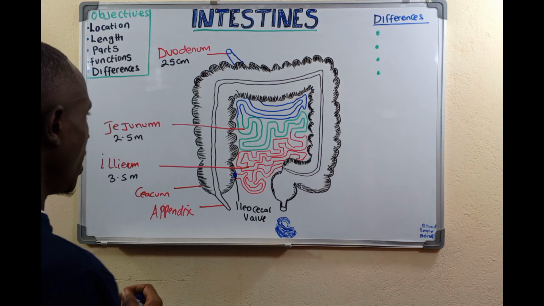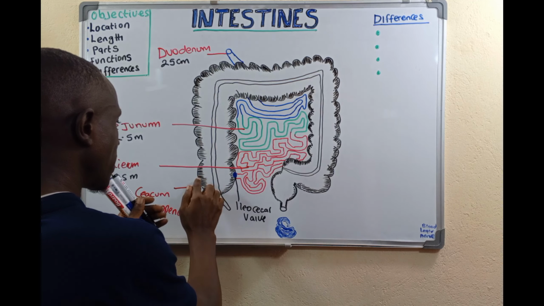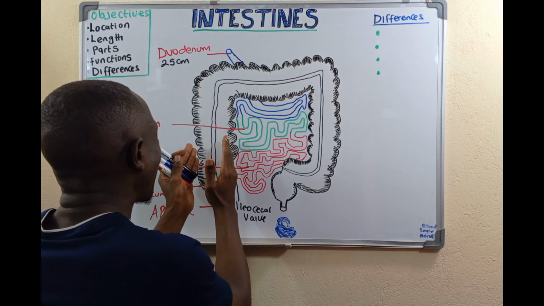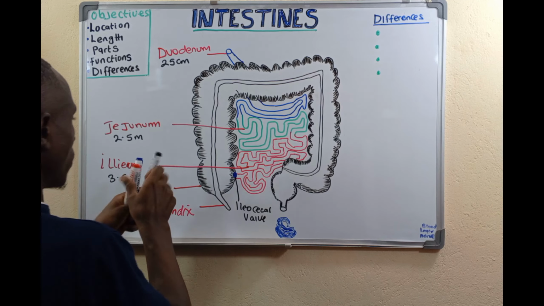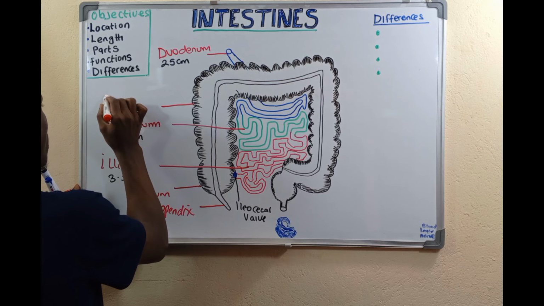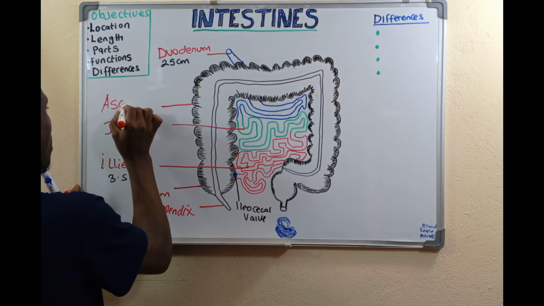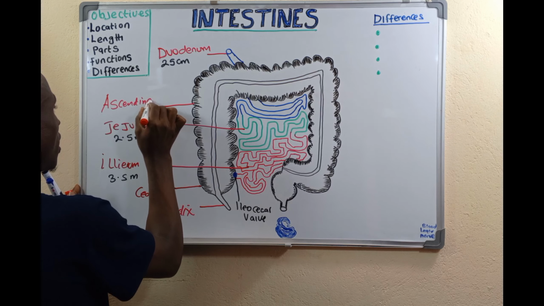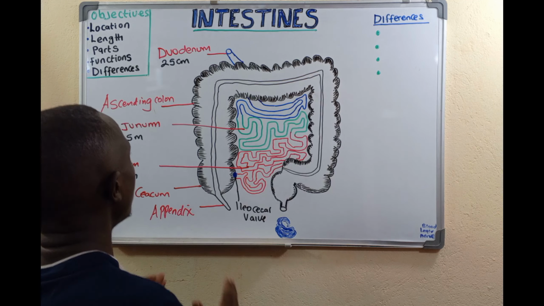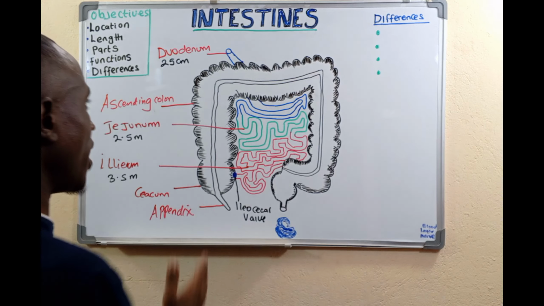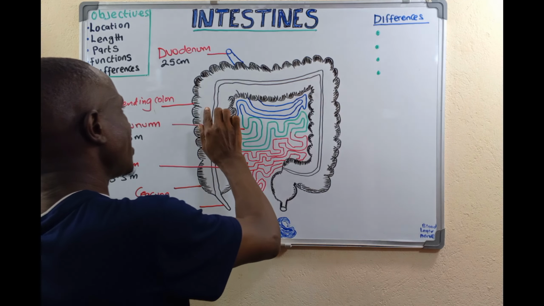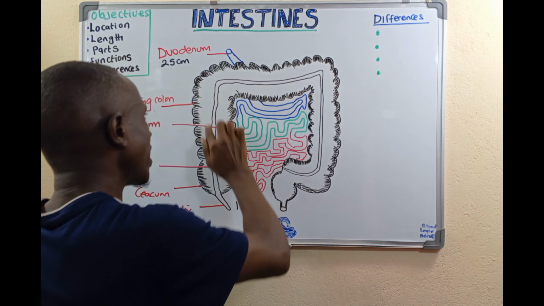Now, as you move up from the cecum, we have the ascending colon. This one here is what we call the ascending colon. The fact that it's just moving up is what we call the ascending colon. Then the ascending colon moves up, and then there is this angle.